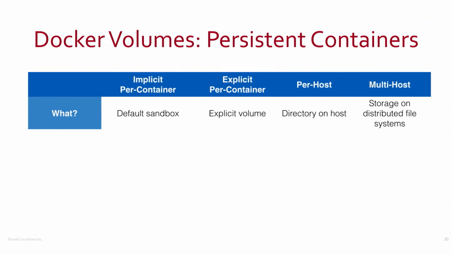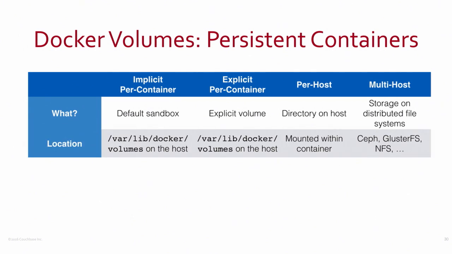But what we really need is a storage where the containers are scheduled left and right across the cluster, whichever host it goes to. So you need a multi-host storage solution. Okay? So those are the 4 different scenarios that we're going to look at. Now, by default, the location for what these volumes are, this is for implicit per container and explicit per container. They are both on /var/lib/docker/volumes directory. That is on the host.